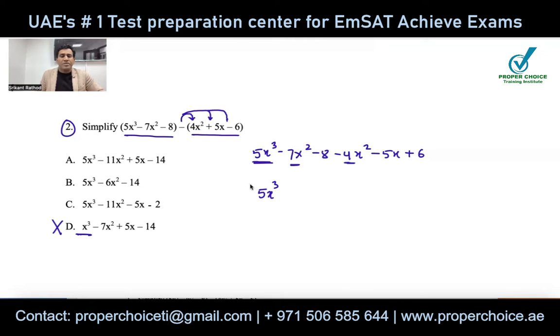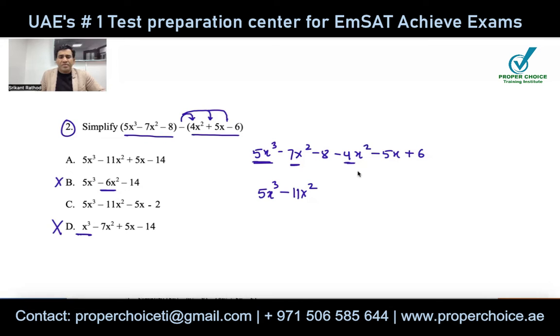Whenever the terms have the same sign, you have to add them and you have to put the same sign. Okay, so negative 7 and negative 4 will be written as negative 11x squared. The second term should be negative 11x squared. So I get rid of option B also because the second term we got here is negative 6x squared. Answer may be either A or C.